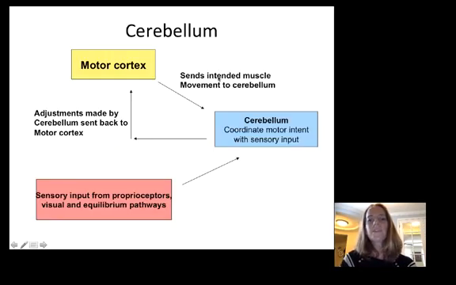So the cerebellum will take sensory input from proprioceptors, visual and vestibular or equilibrium pathways, and put that together with information from the motor cortex, or what movement planning is being created in the cerebrum, and it will coordinate what movement you want to do with where your body is in space, and put that all together to create fluid, coordinated movements. So people with cerebellar problems will also have tremors, but they will have different tremors than Parkinson patients. They will have constant tremors.